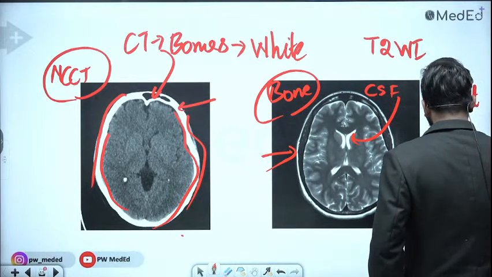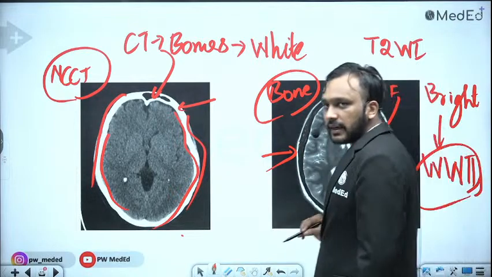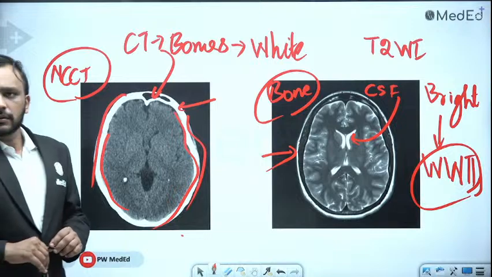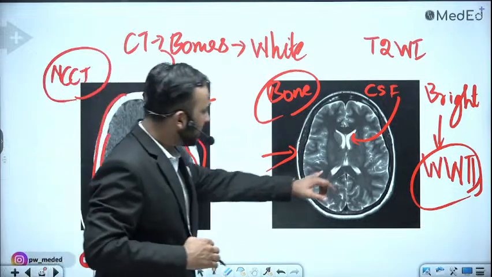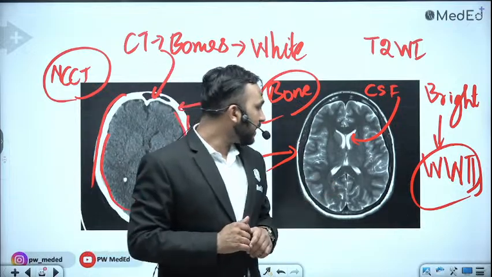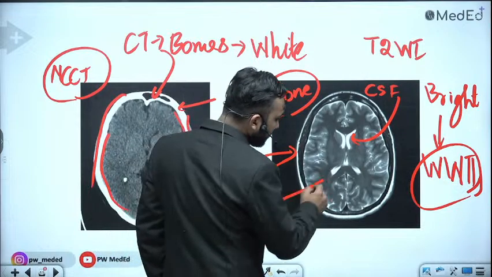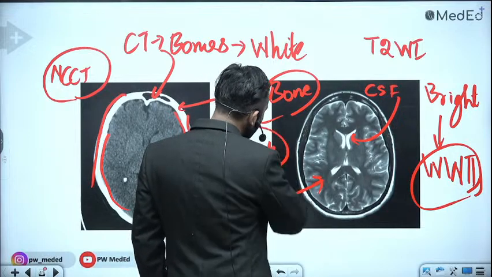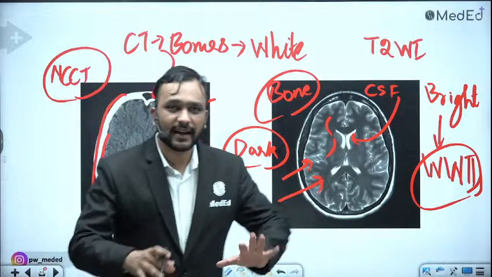And guys, what is the mnemonic? World War II. World War II stands for water appears white on T2 weighted image. In this image the CSF is appearing bright, and that is why this is a T2 weighted image. And also one more thing, if you look at the white matter in this image, the white matter is appearing dark, and the gray matter is bright as compared to the white matter.